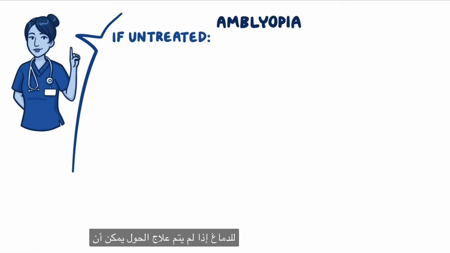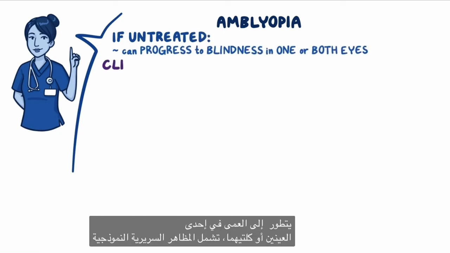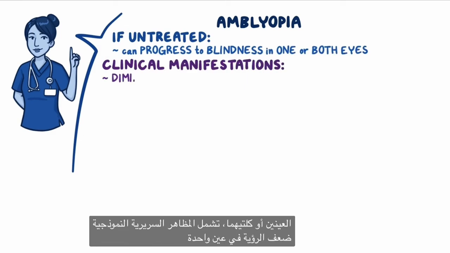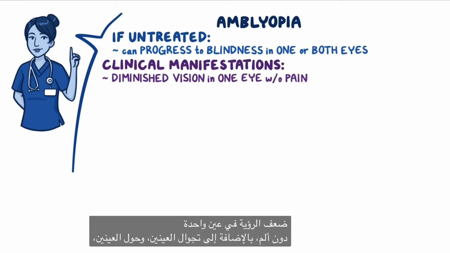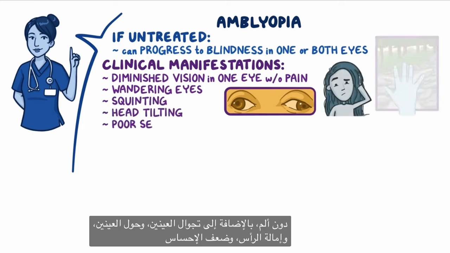If untreated, amblyopia can progress to blindness in one or both eyes. Typical clinical manifestations include diminished vision in one eye without pain, as well as wandering eyes, squinting, head tilting, and a poor sense of depth.